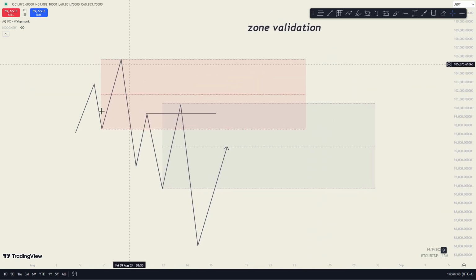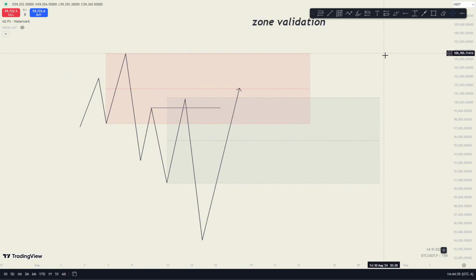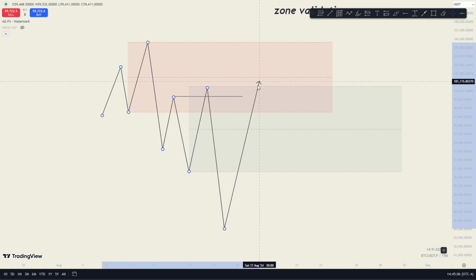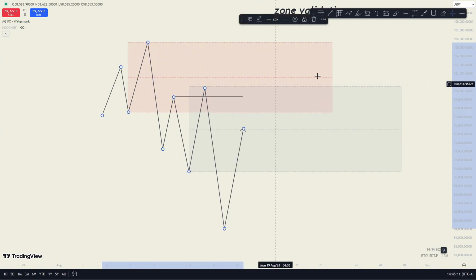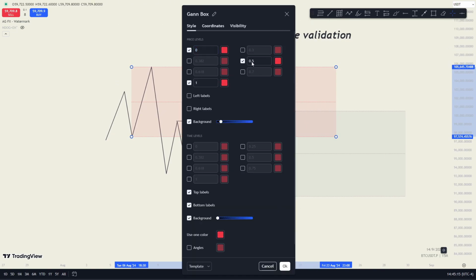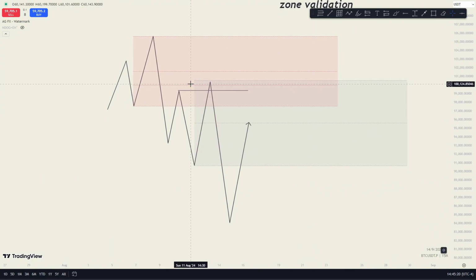So, why do we have this zone above? Because zones that are left unmitigated can be tapped. So once they get tapped, you're getting stopped, and that's definitely not what you want. So you want to be sure that this zone is mitigated. I personally want to see at least 30% of the zone get tapped, like that, to deem it mitigated.